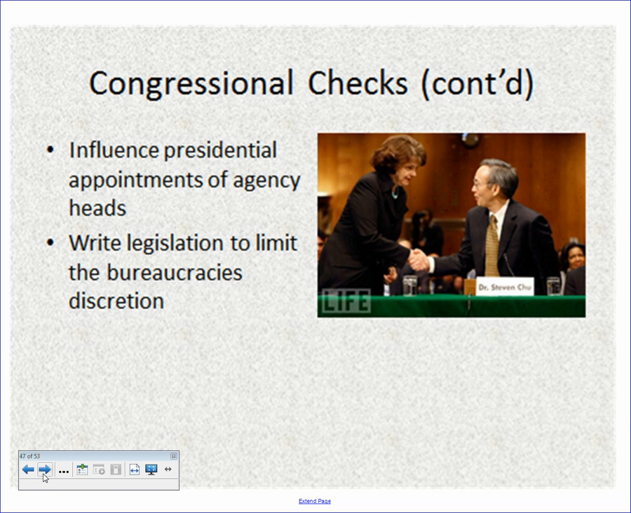Congress can influence the appointments of agency heads because they have to confirm them when they are up for Senate nomination. And Congress can write legislation which limits what a bureaucracy can do. We saw that with the trains there in Mundelein. So those are your legislative checks and your executive checks.